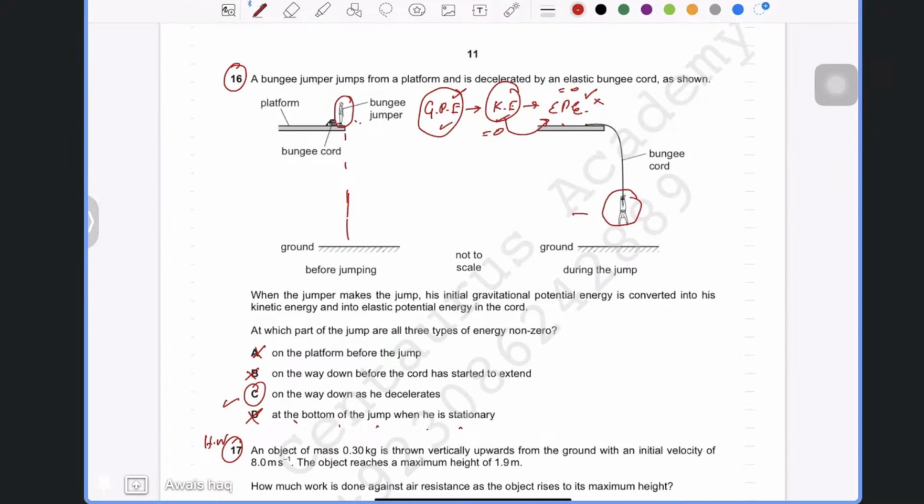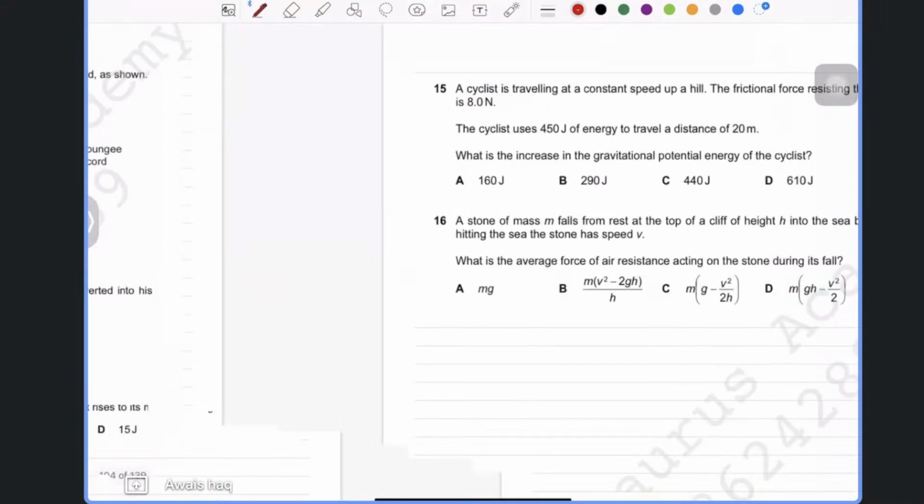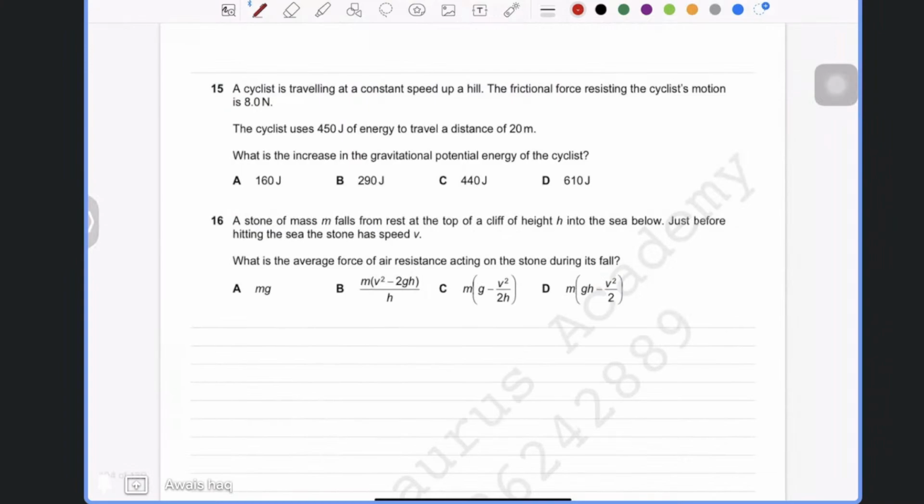Okay, now I'm going to go forward, and we're going to talk about, oh, this is pretty easy. You're going to do this on your own. But I'm going to do the next one.